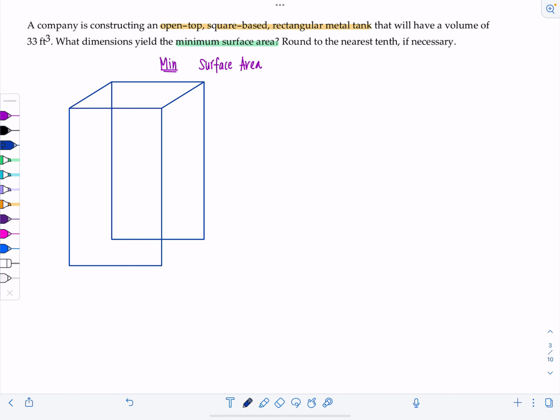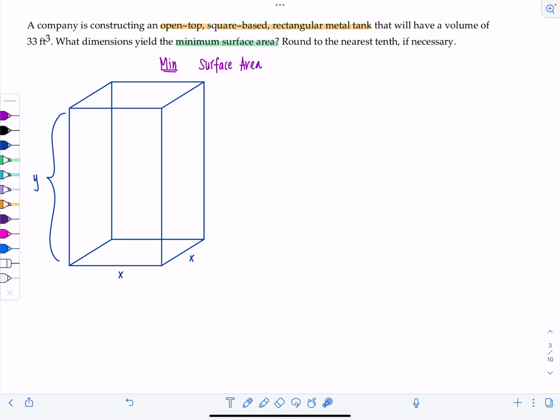So it's an open top, square base. So I'll call one side x, the other side x. And the height, I don't know. Let's call it y. Why do I call it y instead of h? X and y are usually easier to work with. Also, when you're naming variables in math, if something is a horizontal distance parallel to the x-axis, we call it x. And then when something is vertical, we usually call it y. It's just nice for the brain, right? Okay, be nice to yourself.